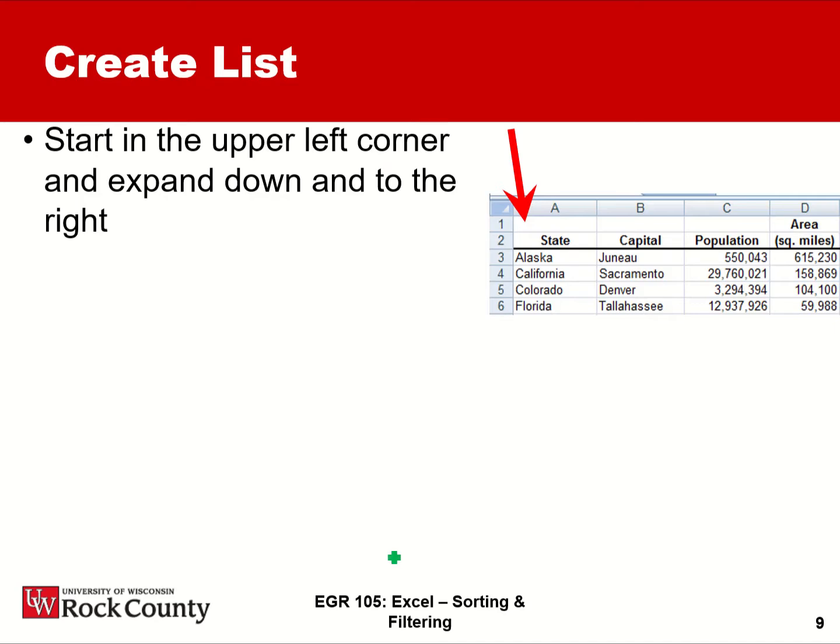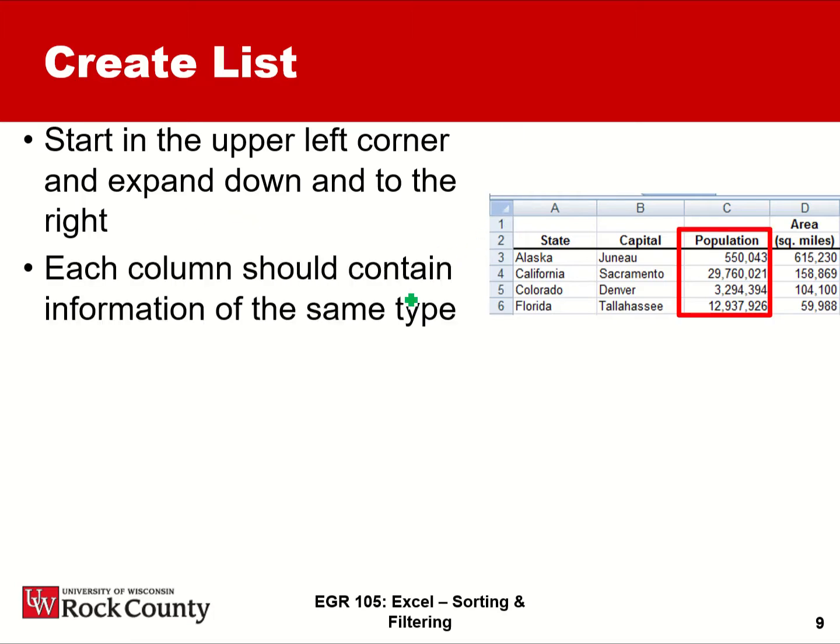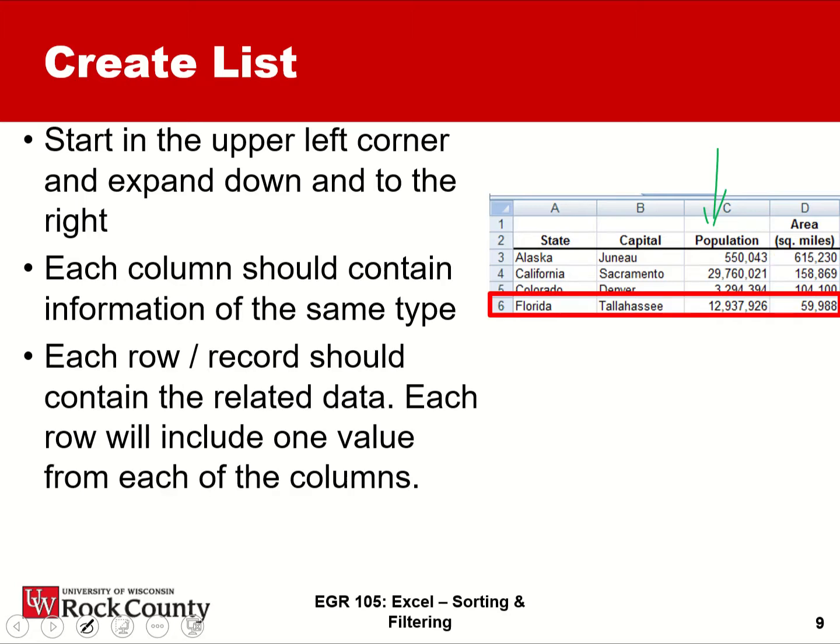Okay. What we're going to do is look at creating lists. So first we will create lists, and we can start in the upper left hand corner of our worksheet and expand down to the right. The first two rows can be used for headings, right? And then remember, each column should contain the same type of information. So this is always population data, right? We're only looking at population in there. We shouldn't have capital information in there or state information in there. Each row, again, is a record and should contain data related to each of those fields, right?